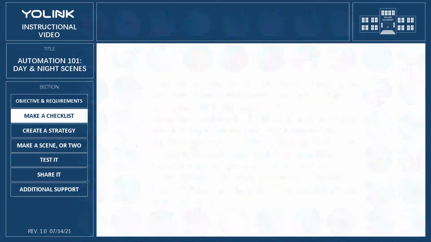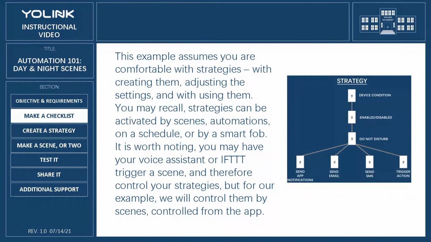This example assumes you are comfortable with strategies, with creating them, adjusting the settings, and with using them. You may recall, strategies can be activated by scenes, automations, on a schedule, or by a smart fob. It is worth noting, you may have your voice assistant or IFTTT trigger a scene, and therefore control your strategies, but for our example, we will control them by scenes, controlled from the app.